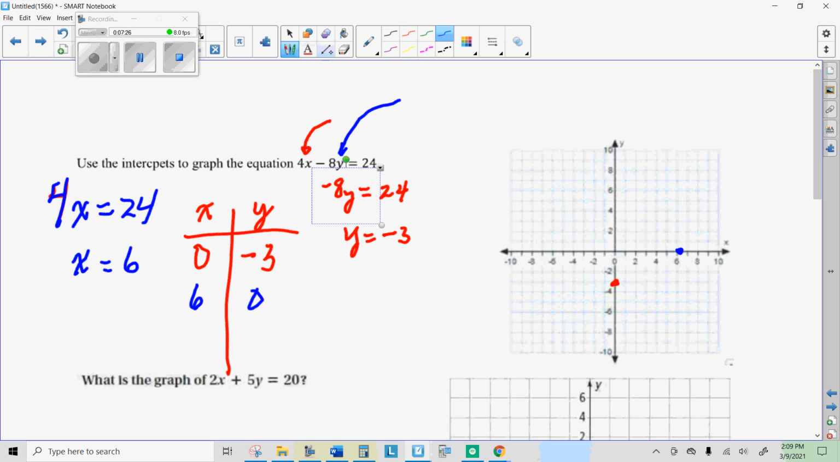Well, now I have 2 points on the graph. That's all you need to make a line. So let's draw on the line. Why don't you try that?